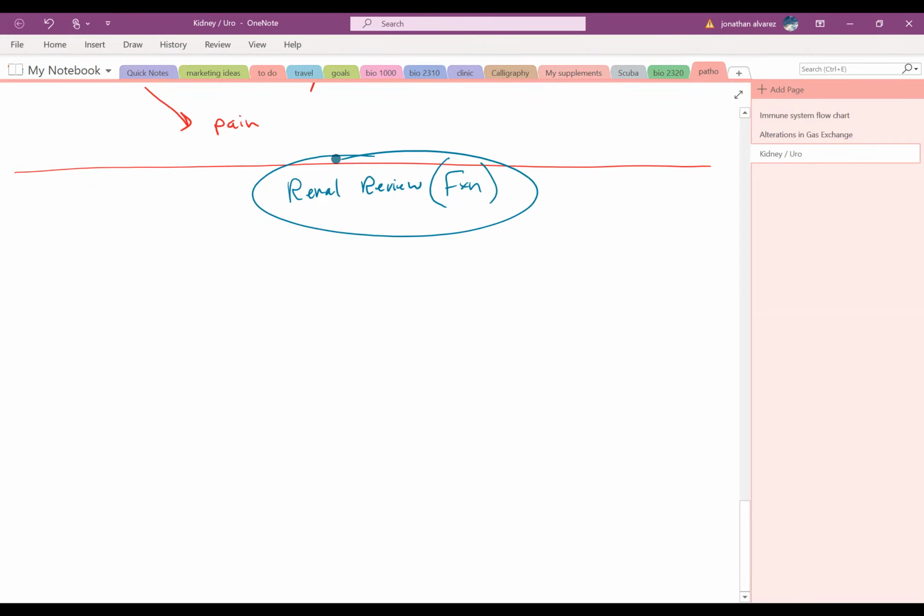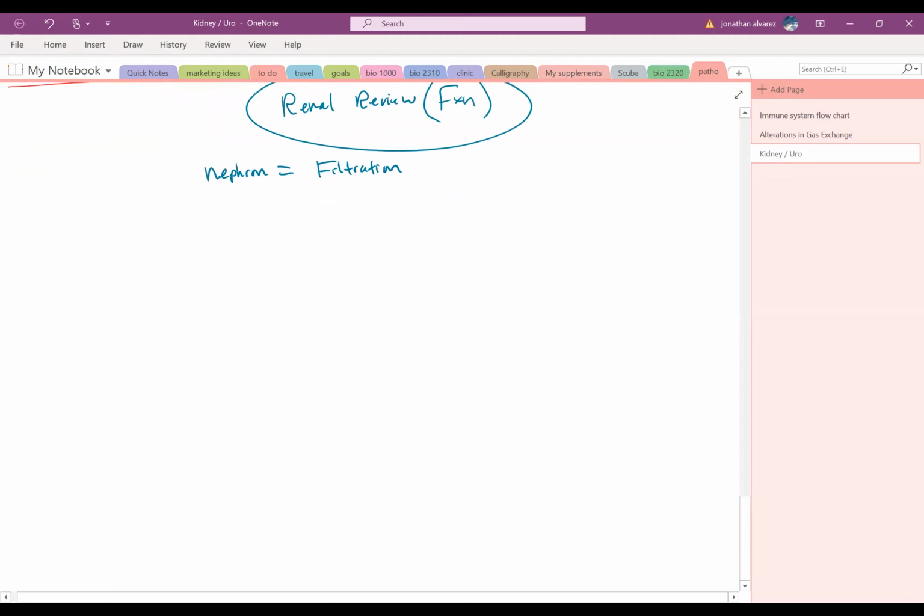And we drew out the nephron earlier, and then we did the glomerulus and the proximal convoluted tubules and all that stuff. The whole point of the nephron thing is to help with filtration. So specifically what we want to look at is this thing called the GFR, the glomerular filtration rate.